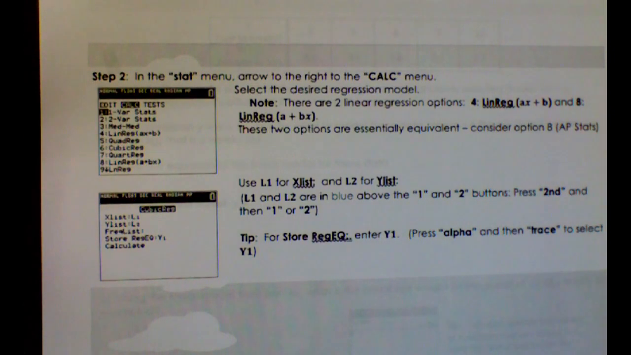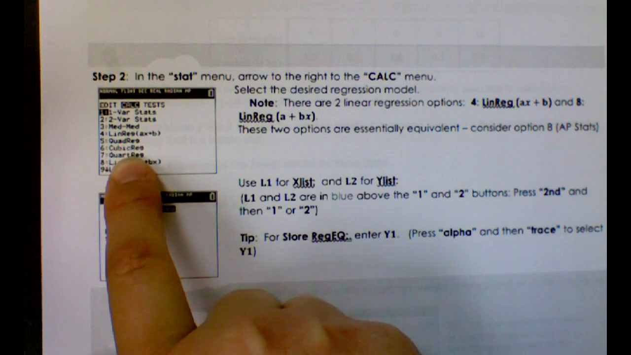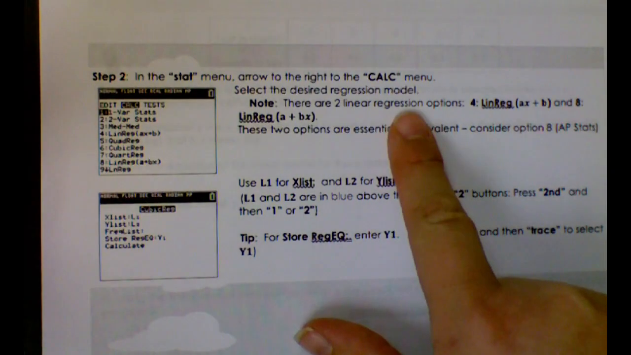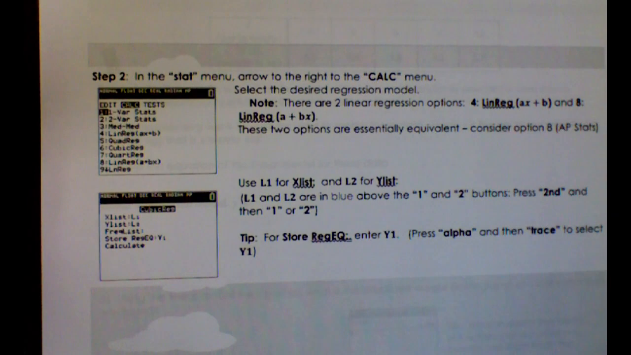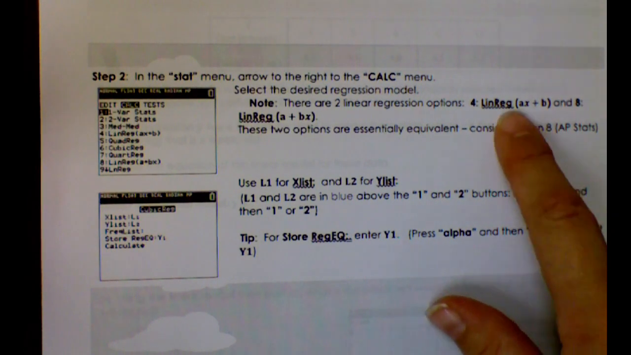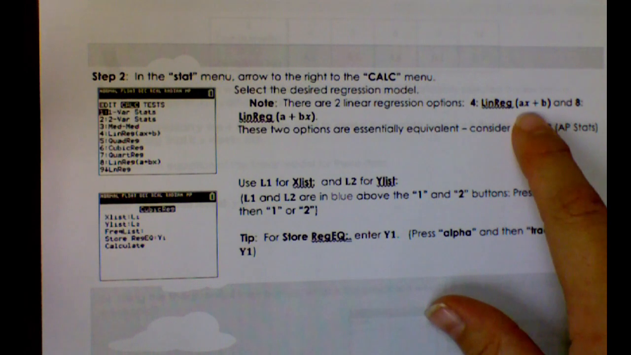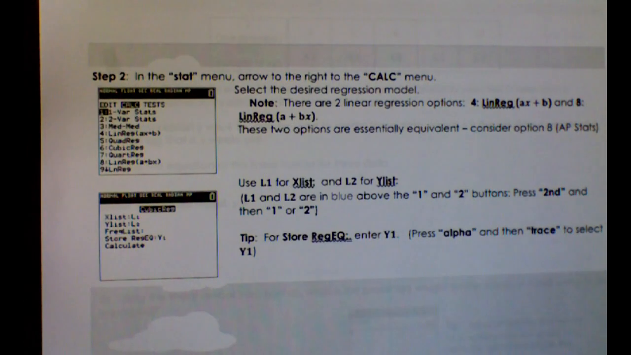You go over to the Calc menu, which is the second one over here, and you'll choose the model you want. Notice there are two linear regression options, option 4 and option 8. They're basically the same. If you're in AP Stats, you would want to use option 8. We'll probably use option 4 more though. Just be careful about where the A and the B are in those. In option 4, it's AX plus B. In option 8, it's A plus BX. Just changes what numbers they're going to list as A and B.